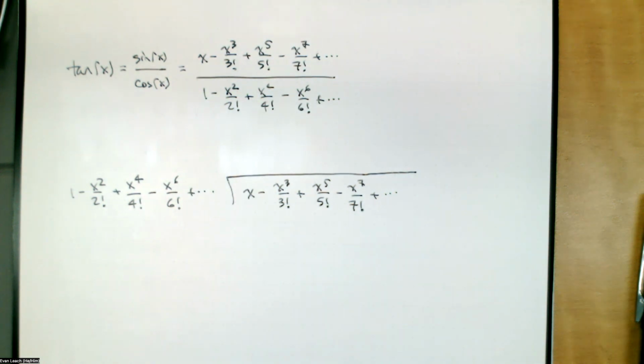When we're doing polynomial long division, we always start out asking the question, how many times can I subtract the denominator from the numerator without going negative? We're asking the same question.